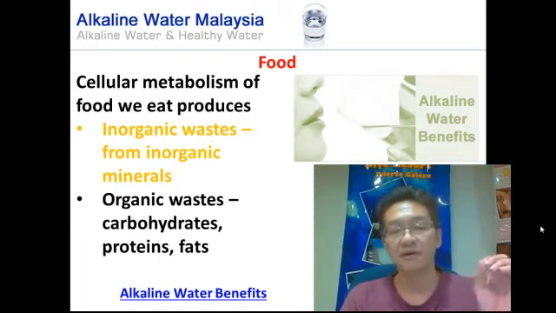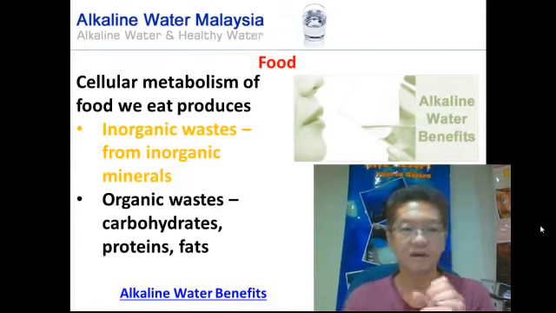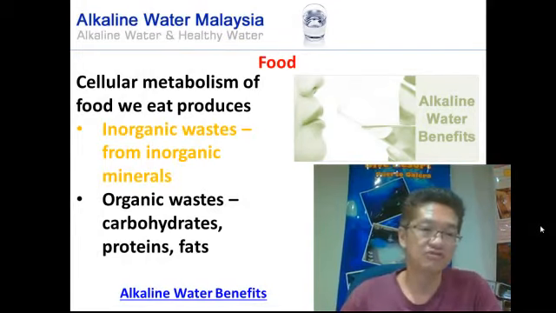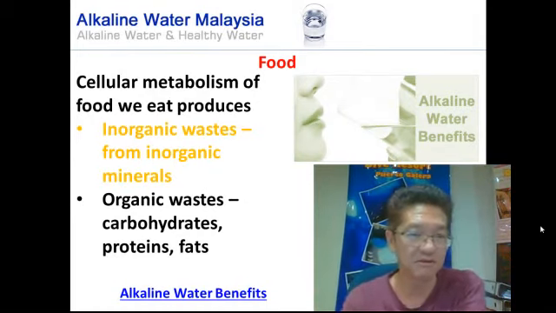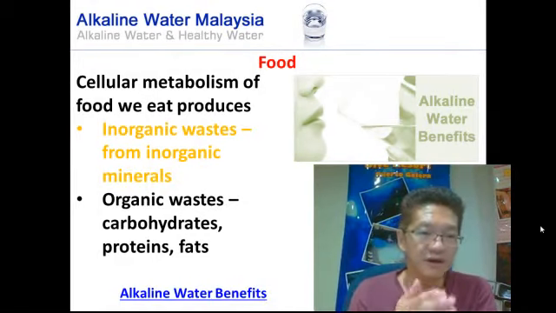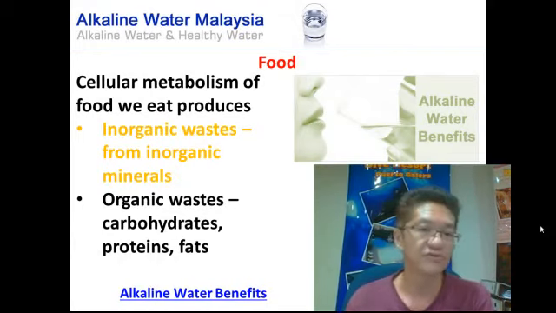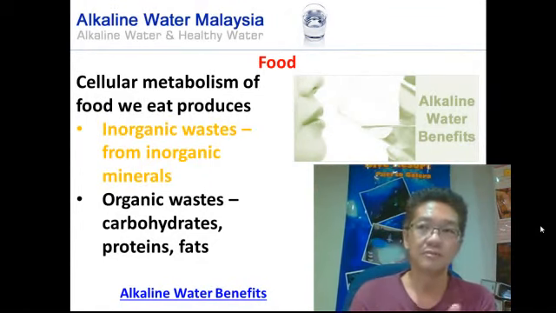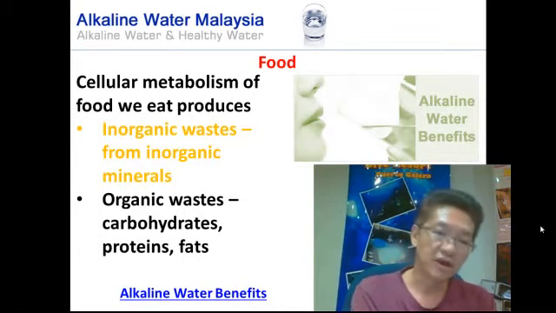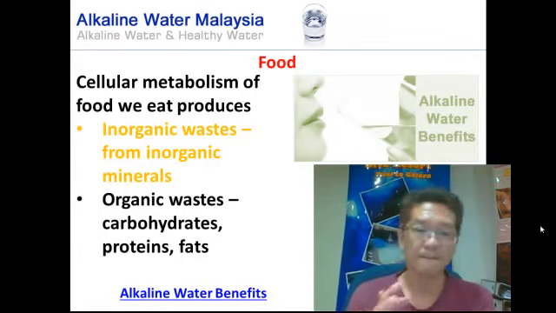Now, the food that gets into the body, exits the gastrointestinal tract, enters the bloodstream and ends up inside the cell, okay? That is where the metabolism inside the cell occurs, and it produces two types of wastes, okay? One is inorganic wastes, and the other is organic wastes. Inorganic wastes have their roots in inorganic minerals, whereas organic wastes are mostly from carbohydrates, proteins, and fats.